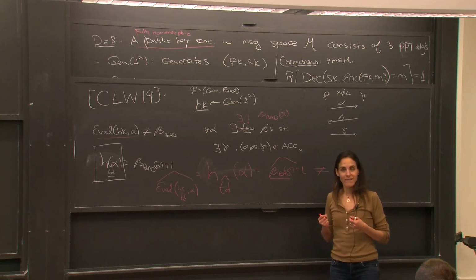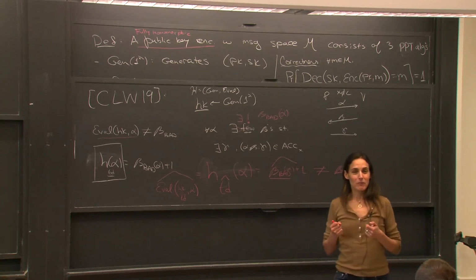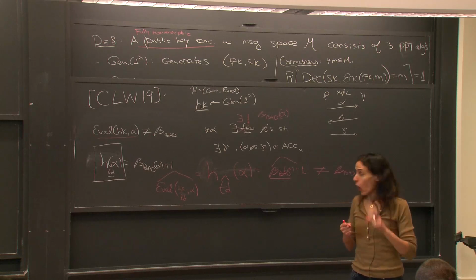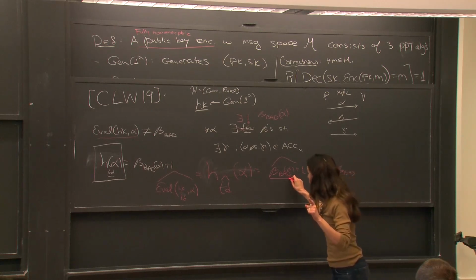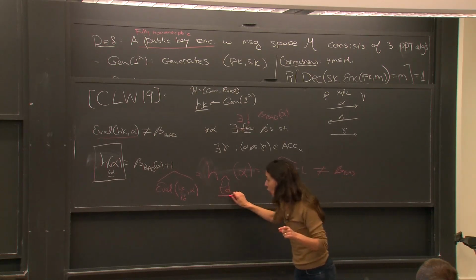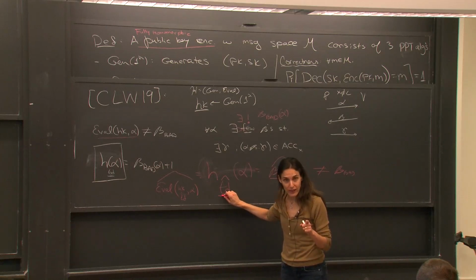Yeah? How do you compute beta bad given alpha and the trapdoor? Oh, good. The only way he can compute beta bad is if he has the... how can you compute it given the trapdoor, you're saying? Yeah. Okay.